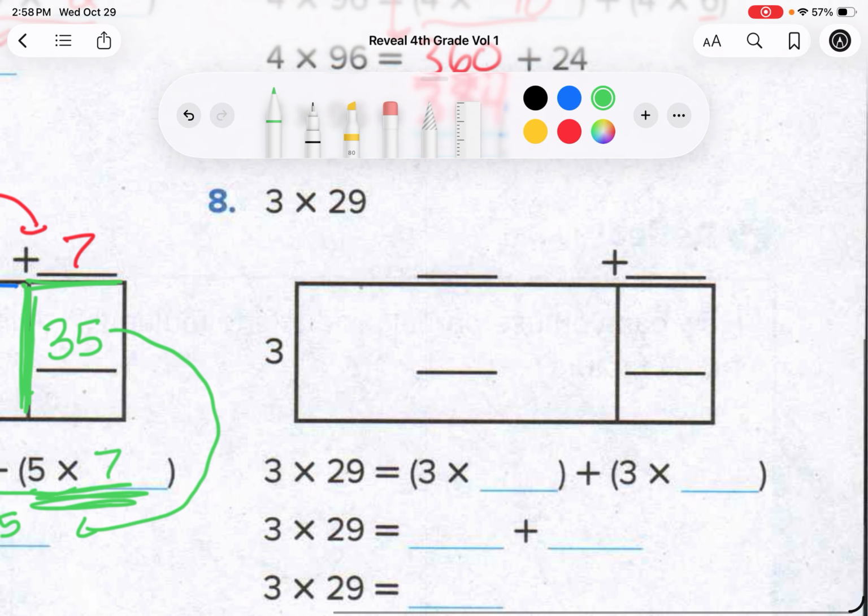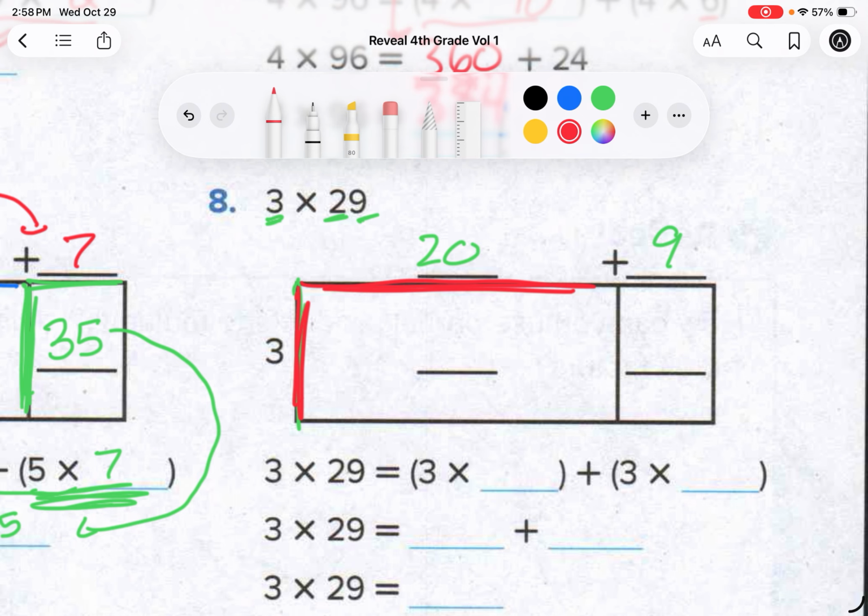Okay, number 8, we have that 3 on the side, which we see right here, and then we're breaking that 29 up into 20 and 9. And now we just repeat. What is 3 times 2? That is 6, and we add that 0 for 60. What is 3 times 9? That is 27.